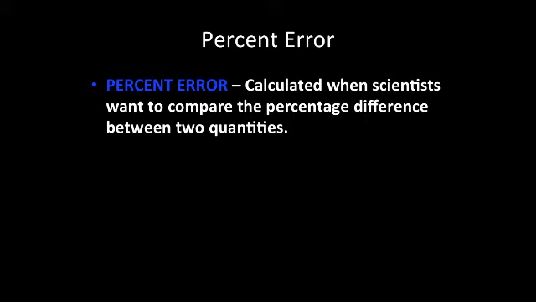Percent error is calculated when scientists want to compare the percentage difference between two quantities. That's probably a super complicated definition for you, probably pretty hard to understand. So let's just go do a calculation, and I'll show you, and it'll probably explain a little bit more about what percent error actually is.